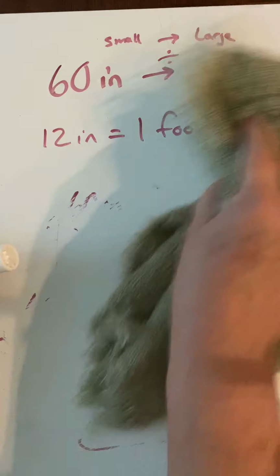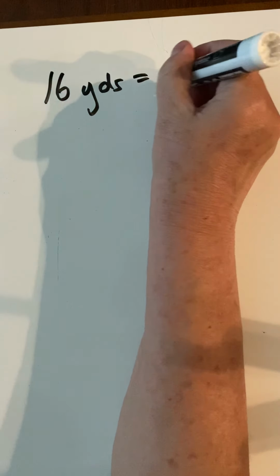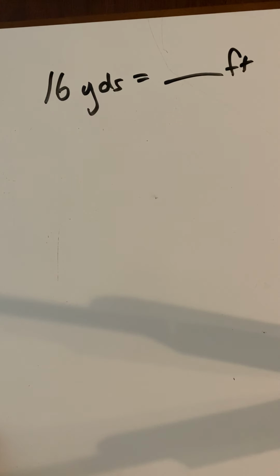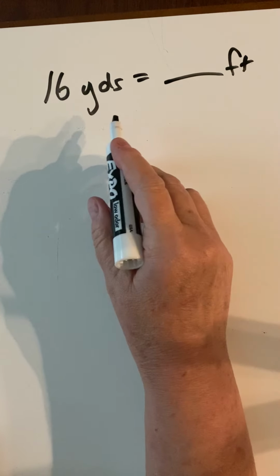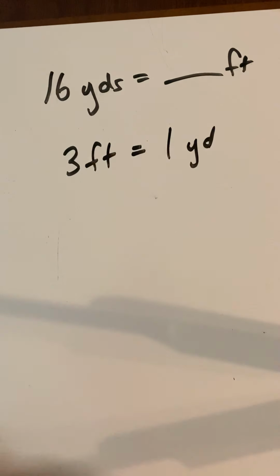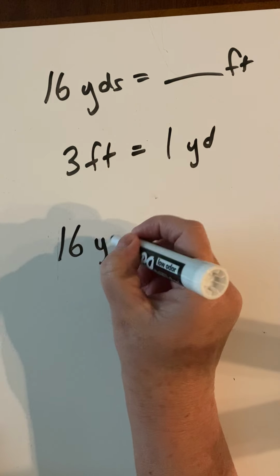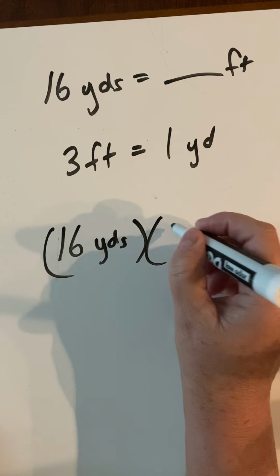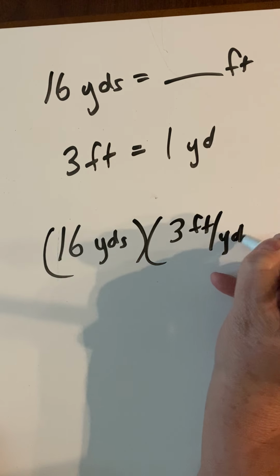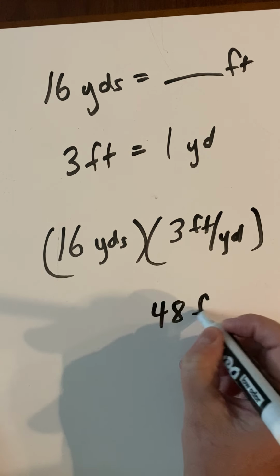Let's do another one. 16 yards is how many feet? So I'm going from a large unit to a small unit. I know that there are 3 feet in 1 yard. And so I'm going from a large unit to a small unit, so I need to multiply. So 16 yards, I'm going to be multiplying it by 3 feet per yard. And when I do that, I end up getting 48 feet.